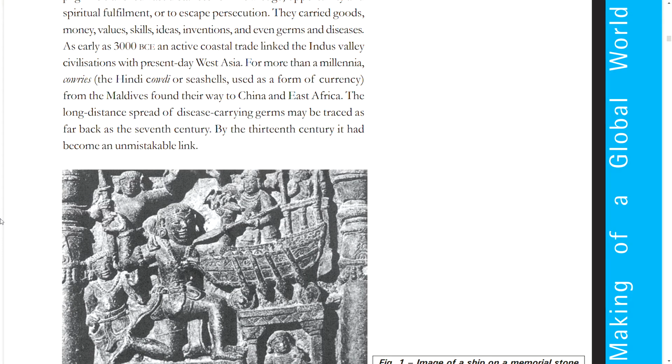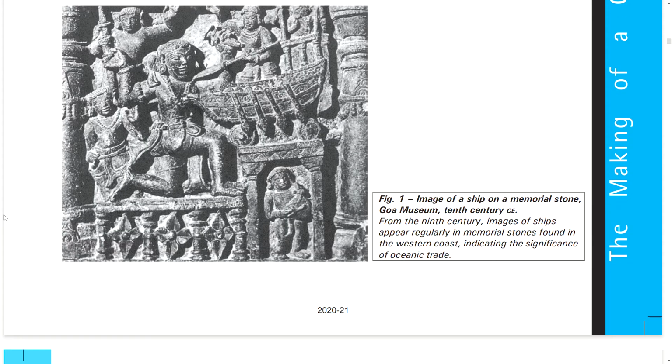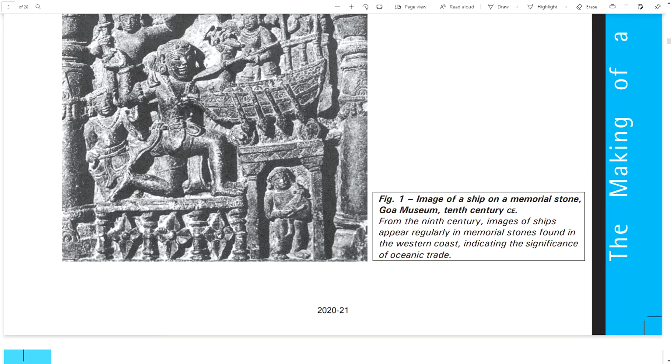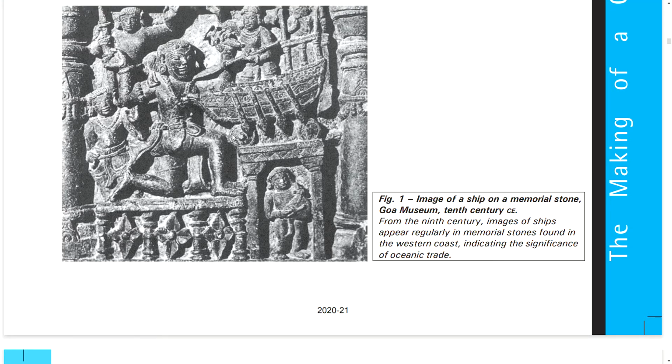become an unmistakable link. Figure: image of a ship on a memorial stone, Goa Museum, 10th century CE. From the 19th century, images of ships appear regularly in memorial stones found in the western coast, indicating the significance of oceanic trade.